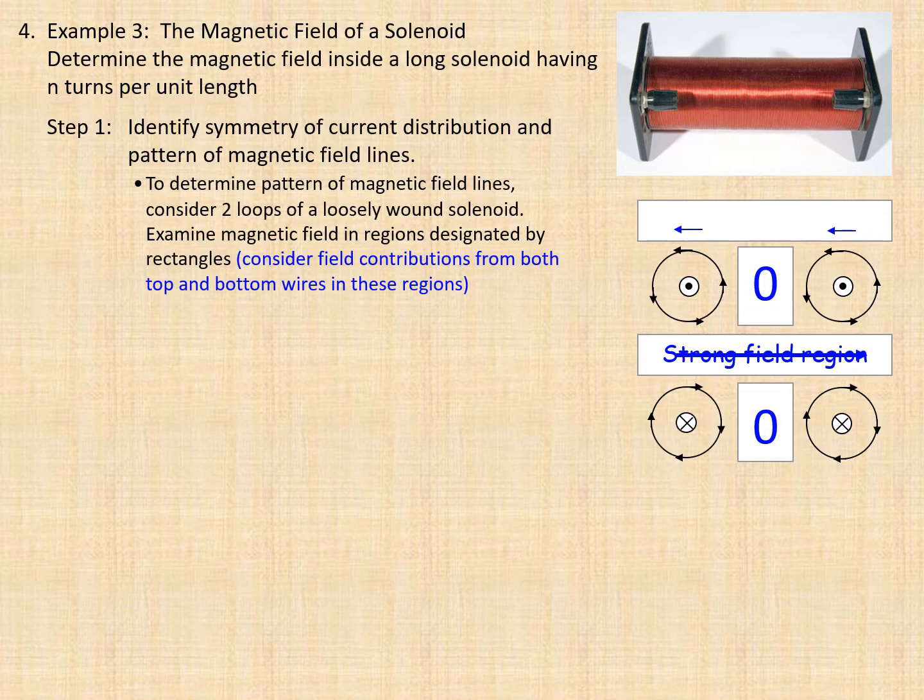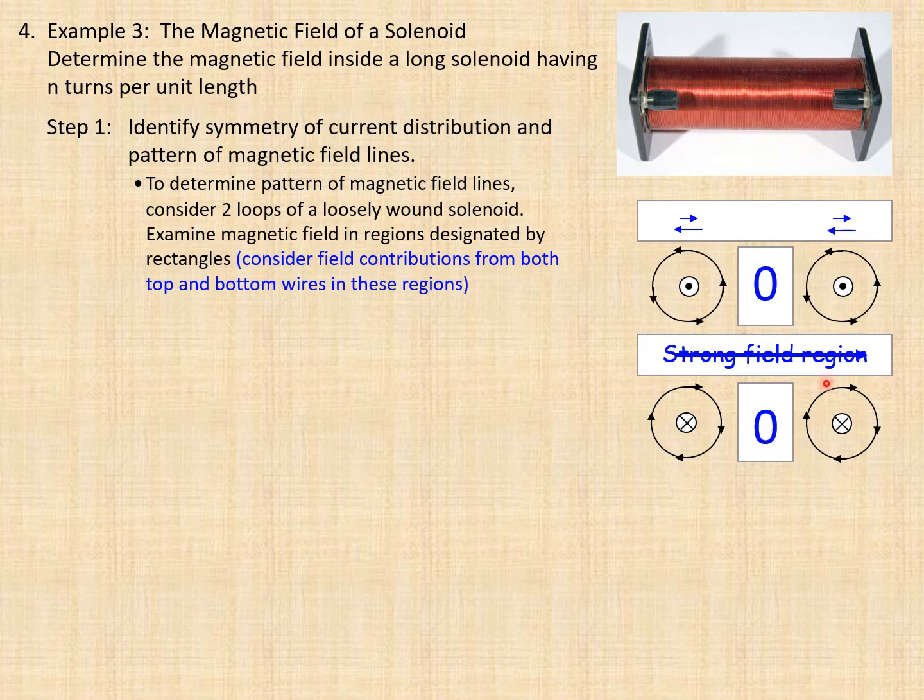We also have the right-hand loop, the upper portion gives us a field pointing in this direction. But as I was saying, when we look at the lower portion of the left-hand loop, it produces a weaker magnetic field in this region, which is opposite the direction of the field from the top wire. It's weaker because it's further away. And the same can be said for the right-hand coil.